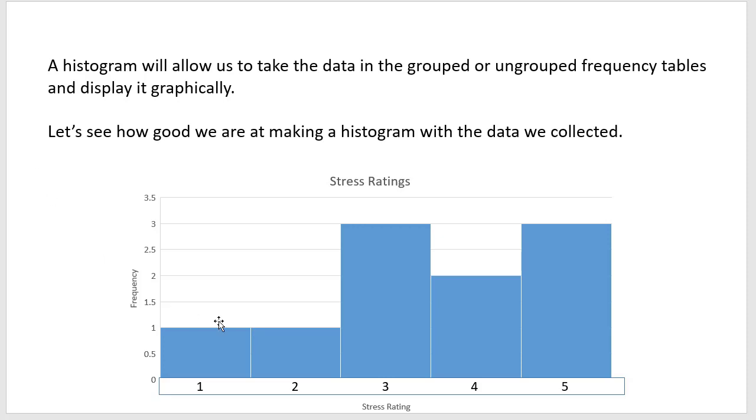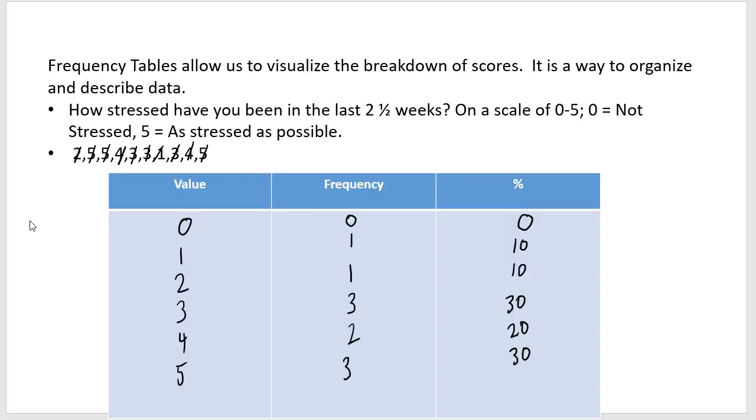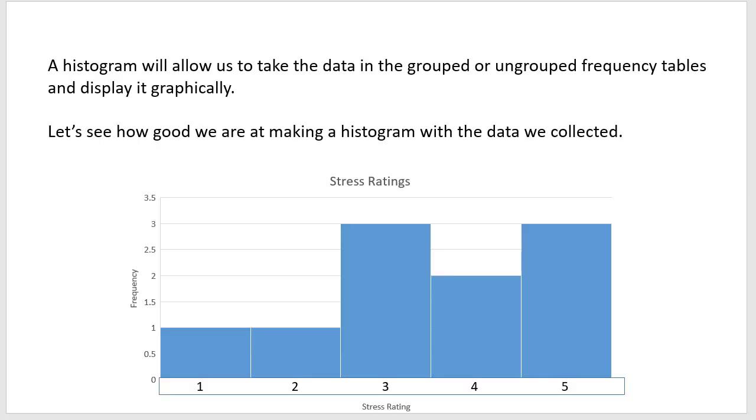But as you can see, we have our stress ratings from our frequency distribution, and it looks like one person had a stress rating of 1, 2 people had a stress rating of 2, 3 people had a stress rating of 3, 2 people had a stress rating of 4, and 3 people had a stress rating of 5. If we go back to our frequency table that we developed based on this data, we can see that the value 0 gets 0. Okay? 1 is 1, 2 is 1, 3 is 3, 4 is 2, 5 is 3. That matches what we have here.